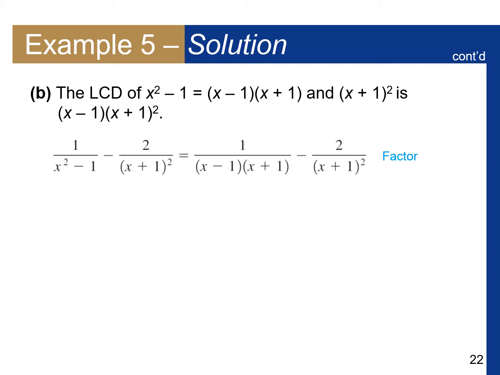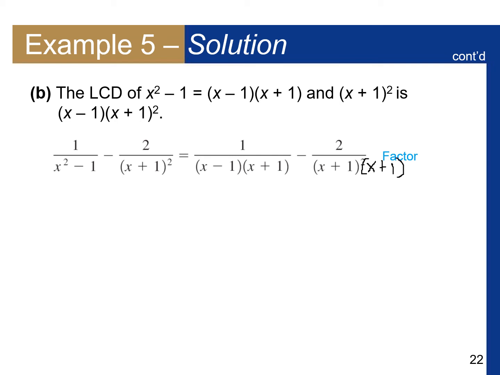Okay, looking at LCDs again. Here I have 1 over x squared minus 1 minus 2 over x plus 1. If I factor these, I see that this is x minus 1, x plus 1, and I see that this is x plus 1, really, times another x plus 1 if we want to look at it for seeing what our LCD is. Might be a little easier if we spread it apart.